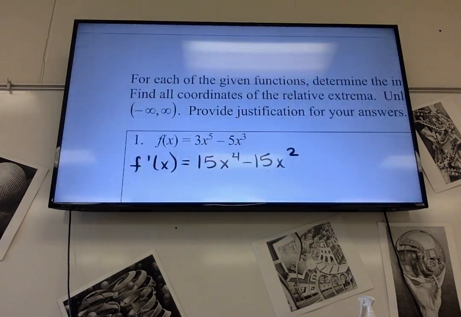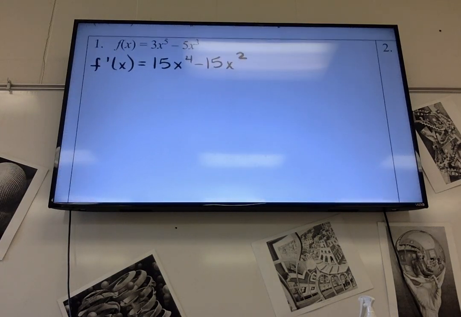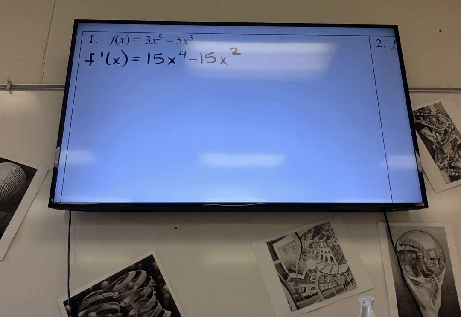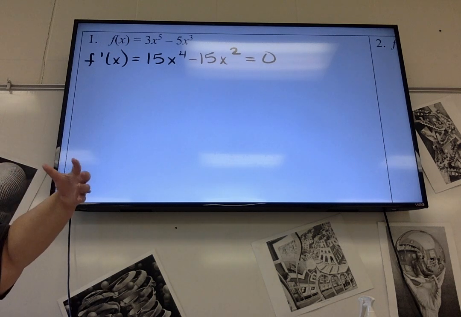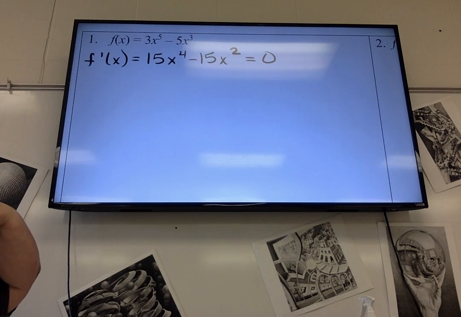It happens quite a bit. You might be. So let's set this equal to 0. We set the derivative equal to 0 because we know right around there is where it's going to change signs. Okay. Now, how do I solve that?